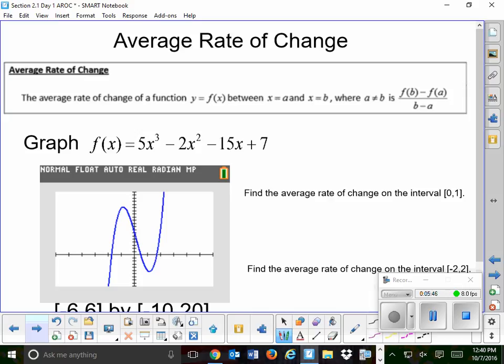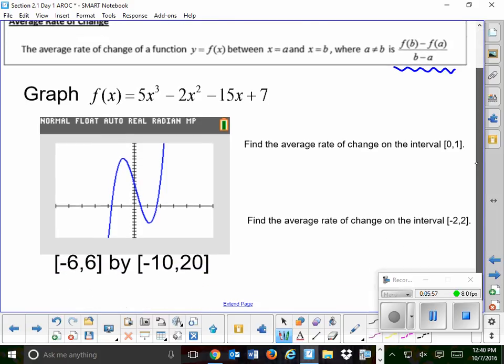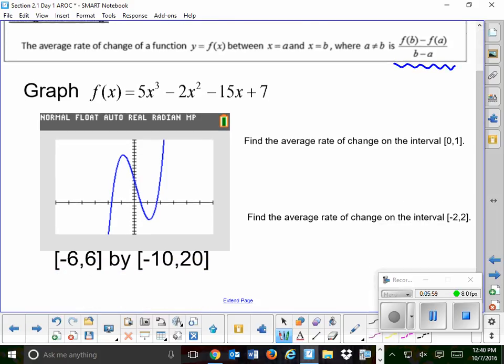Average rate of change of a function y equals f of x between x equals a and x equals b, where a does not equal b. That's so you don't get a 0 in the denominator. It's right there. So here is a problem for you to look at.